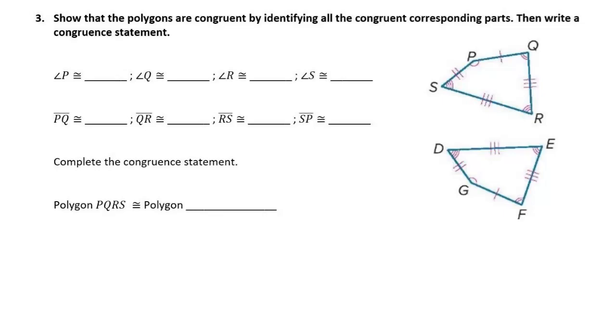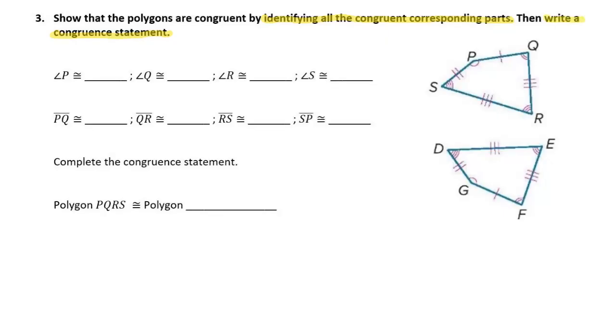So yesterday we learned about CPCTC, corresponding parts of congruent triangles are congruent. We used two figures, two different triangles that were marked as congruent to identify the corresponding congruent parts, and then to write a triangle congruent statement. We're going to do something similar for the polygons that are shown here. A polygon is a figure made up of straight sides. We're going to identify all the congruent corresponding parts, and then we're going to write a congruent statement.